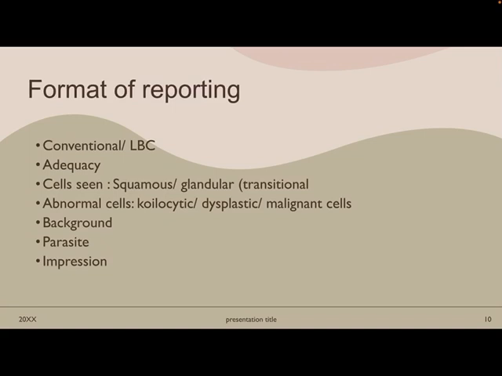And then you have to comment upon the background, whether you are seeing lactobacillus, that is the normal vaginal flora, or whether it is altered, like you are seeing Trichomonas vaginalis, or Candida, etc. That comes under parasite also. And then whether there is any hemorrhagic or necrotic background, especially in malignancy, you can write that also. And if it is LBC, usually you will get a clear background also.